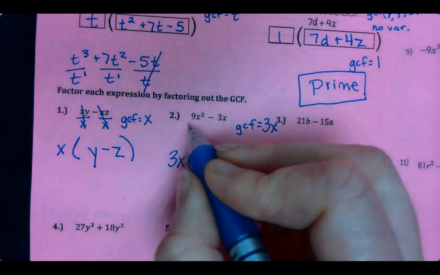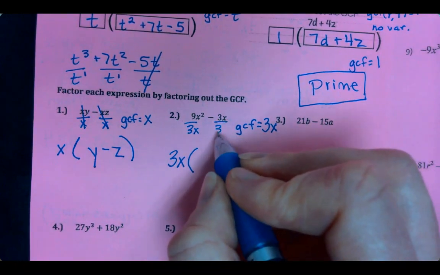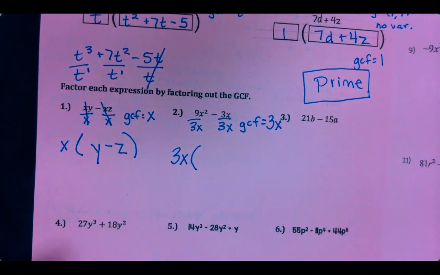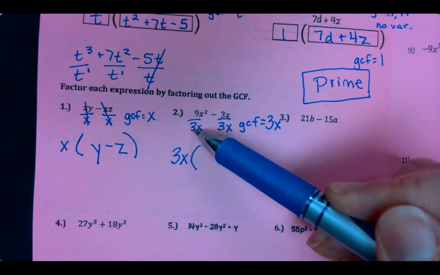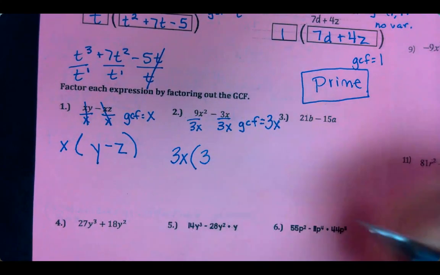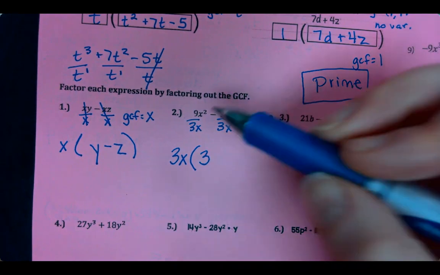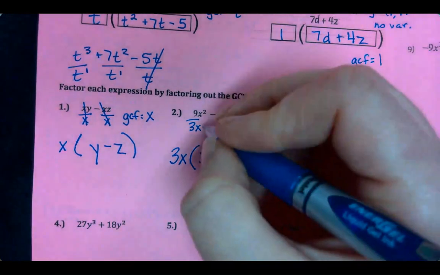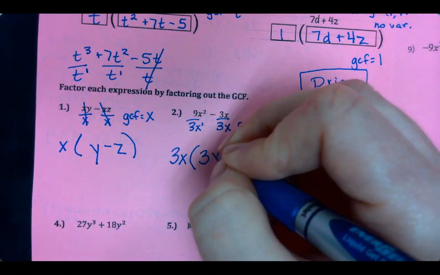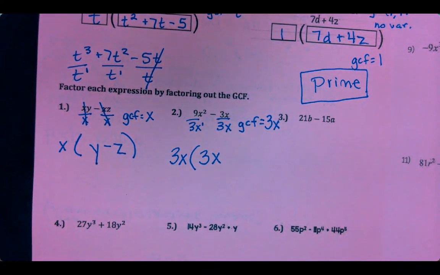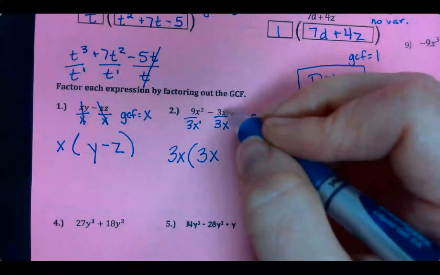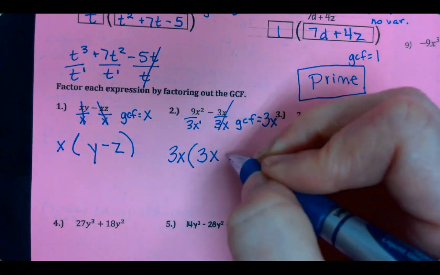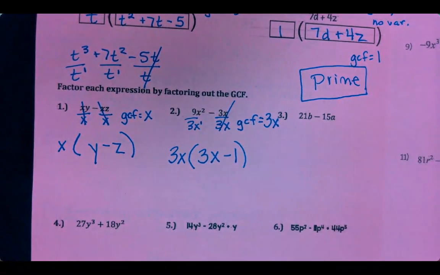We're going to divide everything by 3x. Whenever you divide your coefficients, subtract your exponents. So I'm going to start with this one. 9 divided by 3 is 3. x squared and x, we're going to subtract. So we have 2 minus 1, which is just an x. And then we have 3x over 3x. It's just 1. So there's a minus there, so it's minus 1.